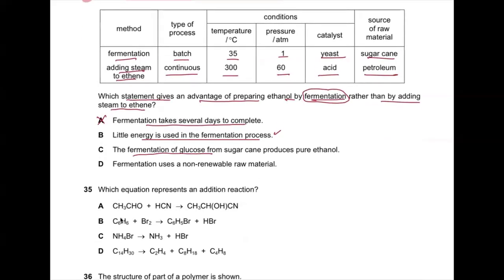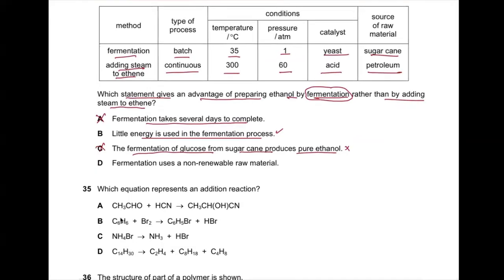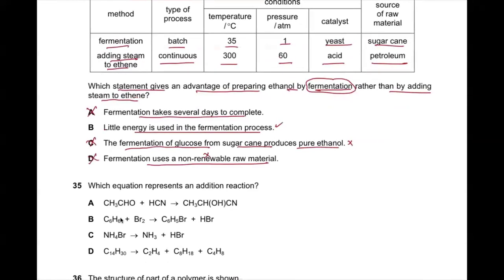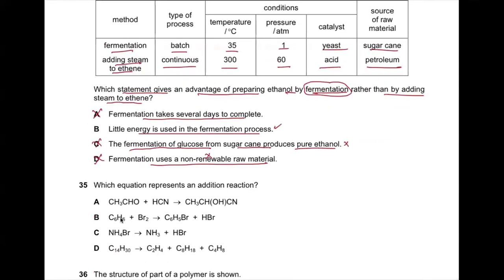The fermentation of glucose from sugar cane produces pure ethanol. No, it's not pure. It's a mixture and we have to remove it by distillation or fractional distillation. Fermentation uses non-renewable material. No, fermentation uses renewable raw material. So A, C, and D are wrong. So it means B is the correct answer.